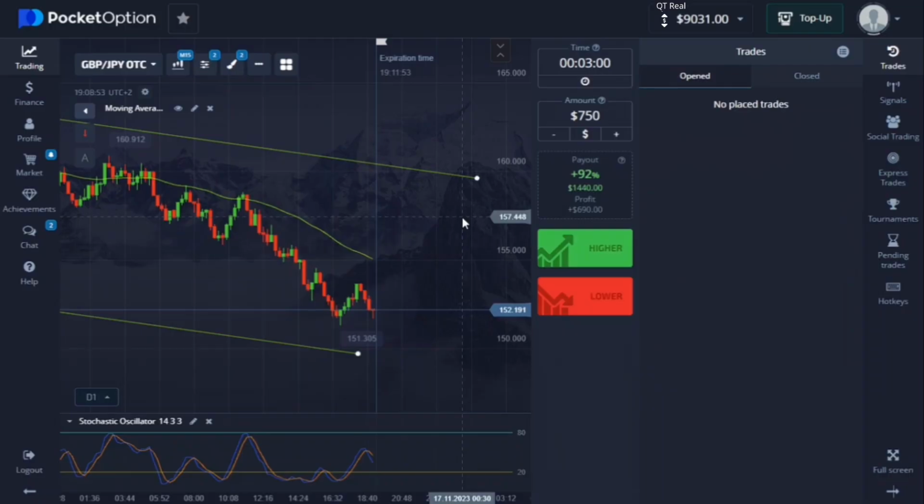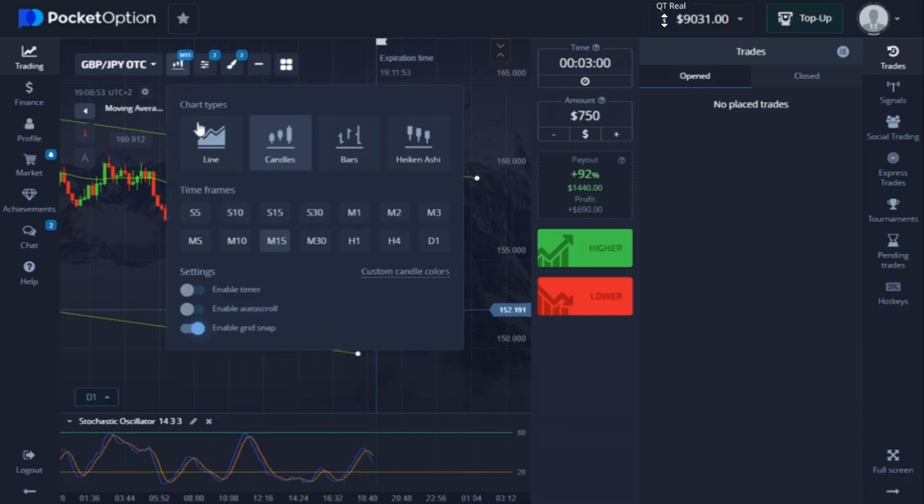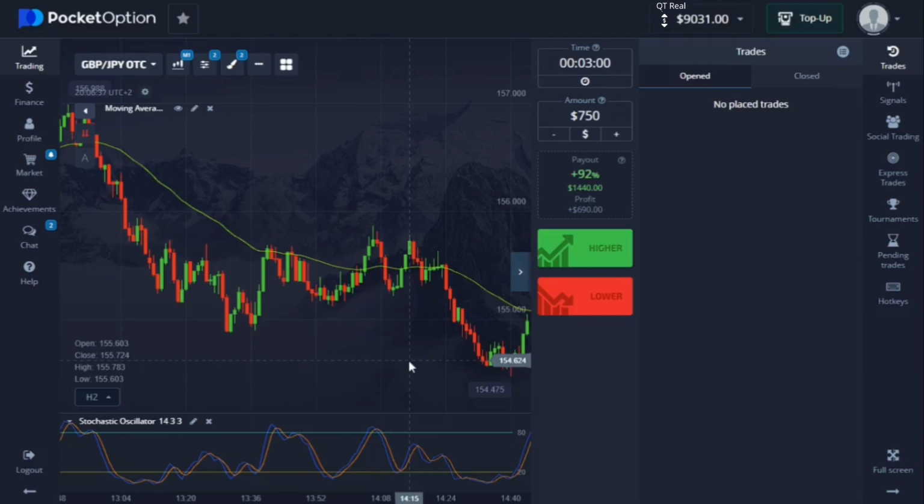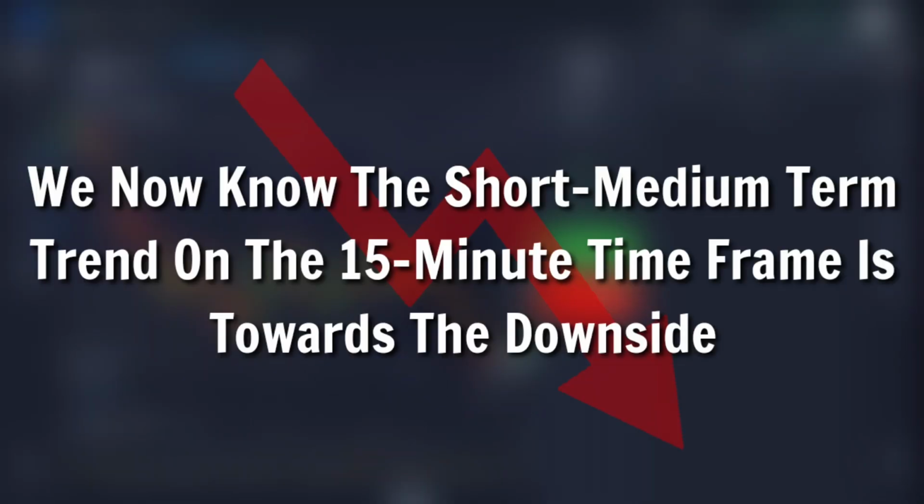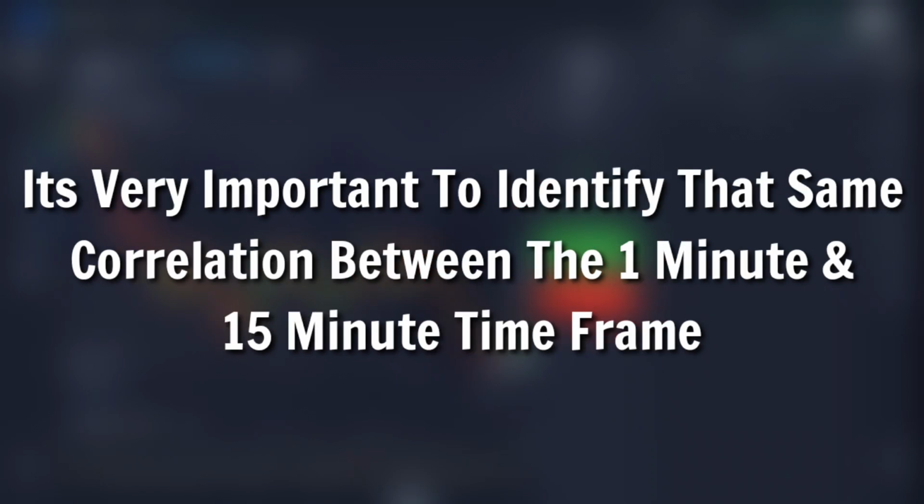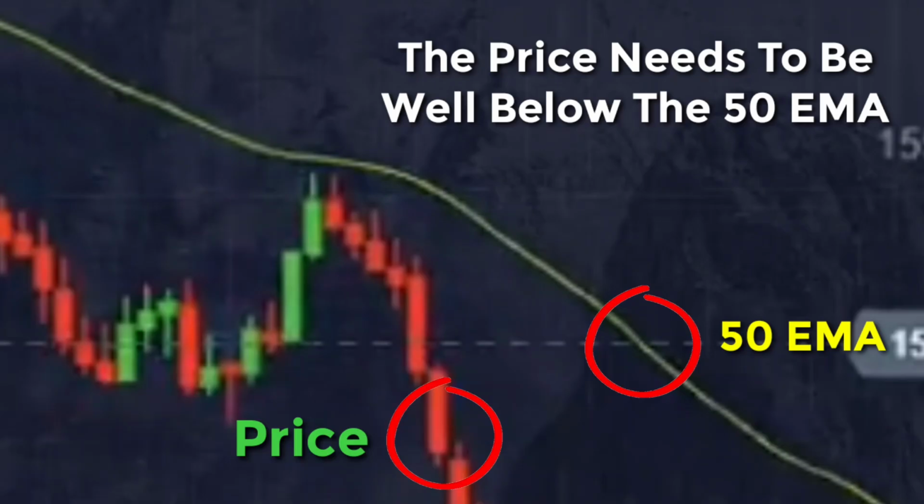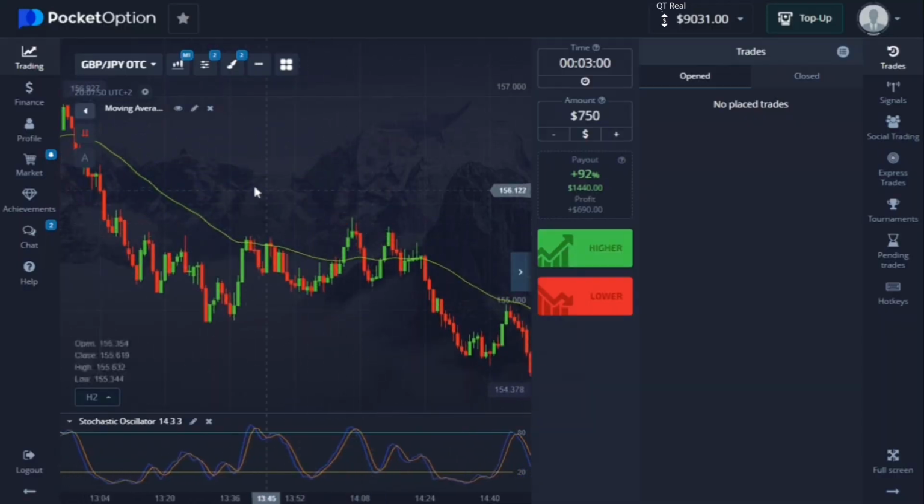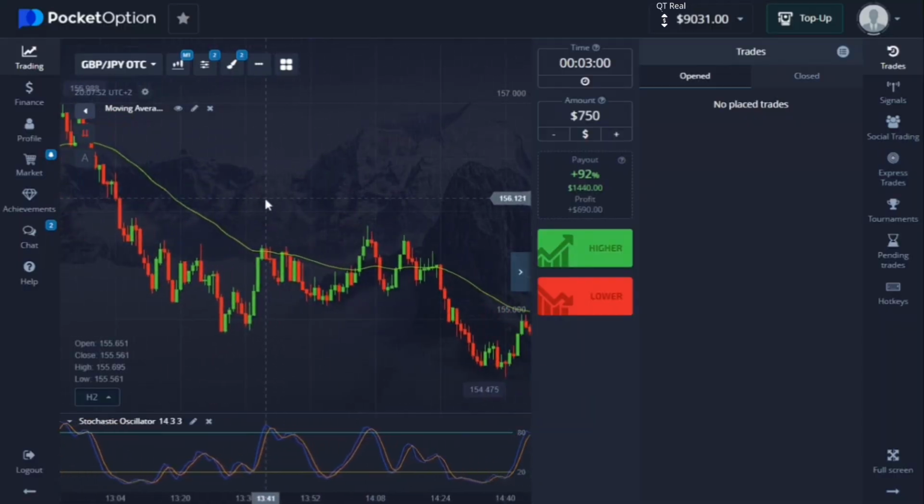Now that we know the price is on a short to medium term downtrend on the 15-minute time frame, we can go ahead and switch back over to the 1-minute time frame. Because we're focusing on opening sell positions only, we obviously know that the price is very much coming towards the downside on the 15-minute time frame, and it's very important that we see that exact same correlation with the 1-minute time frame. We need to see that the price is very much below the 50 EMA, and in this example, that is very much the case.